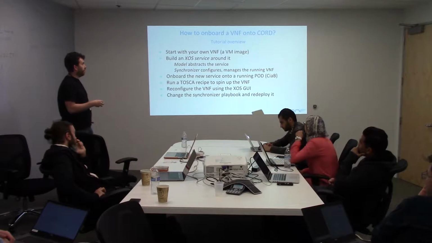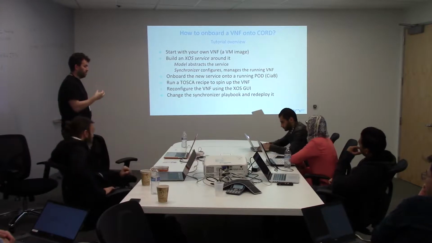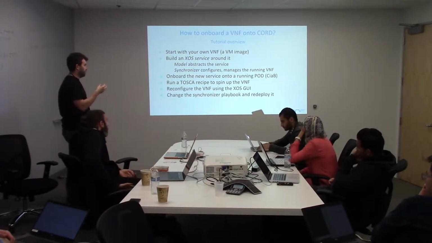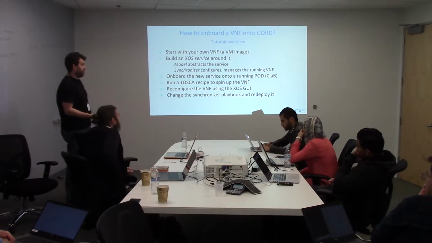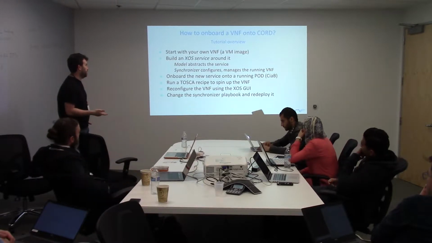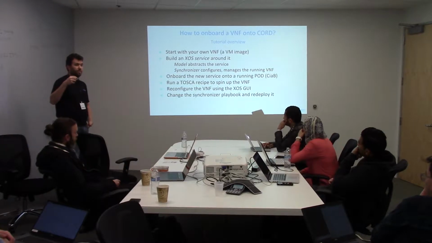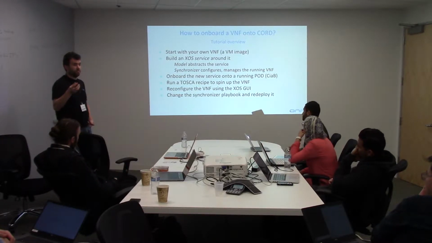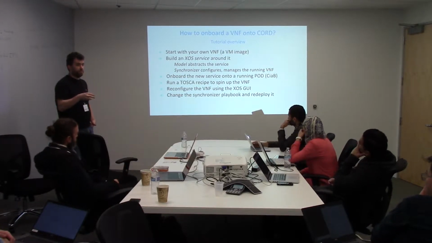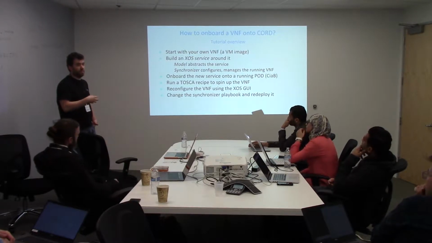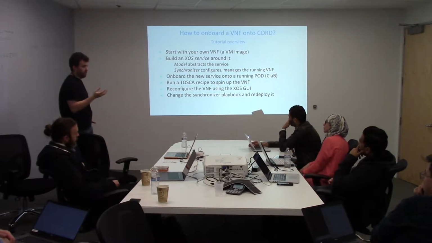Then to integrate that into CORD, you have to onboard the service, and that means taking your service model and your synchronizer and bringing it into a running pod, in this case a CORD-in-a-Box. Then we run a TOSCA recipe that basically instantiates an instance of your VNF in that VM, creates it on OpenStack, and does some configuration to it.